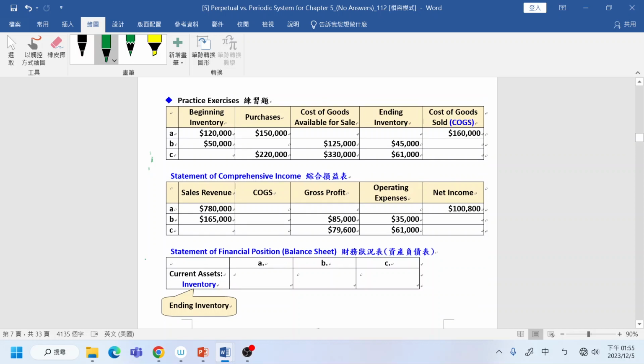Here, we have case A, case B, case C, so 3 cases. Look at case A, get the numbers, and prepare your statement of comprehensive income and your statement of financial position. After that, finish case C. Case B is also the same, case C the same. So get the numbers and put the numbers on the 2 financial statements.